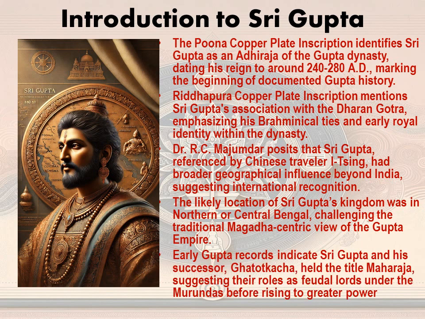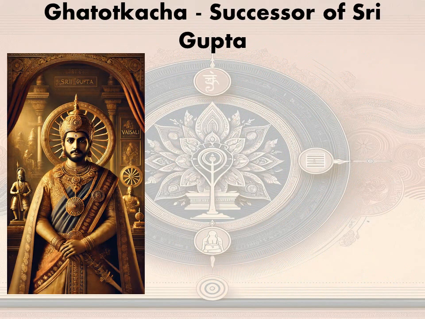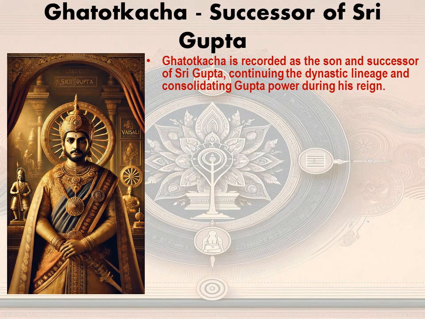Early Gupta records indicate Sri Gupta and his successor Ghatotkacha held the title of Maharaj, suggesting their roles as feudal lords under the Murundas before rising to greater power. So they were probably feudal lords who functioned under the Murundas before becoming powerful. And two of the early Gupta rulers were Sri Gupta and his successor Ghatotkacha. So Ghatotkacha was the successor of Sri Gupta.